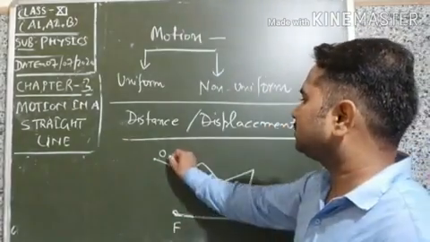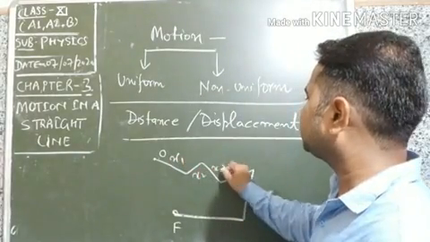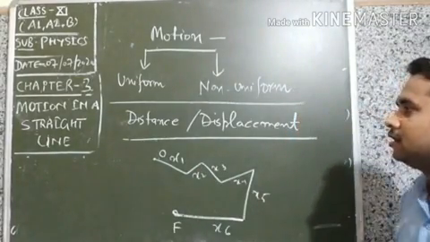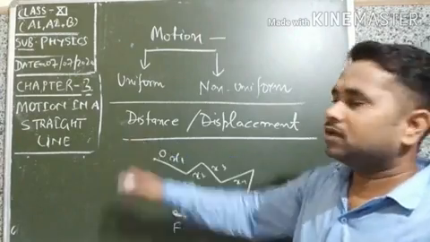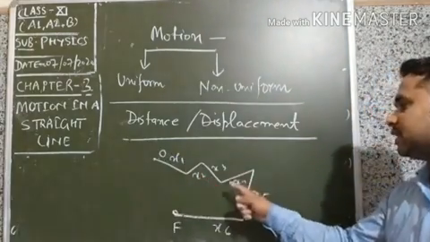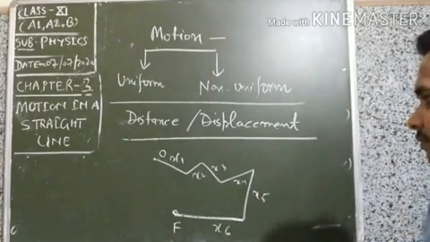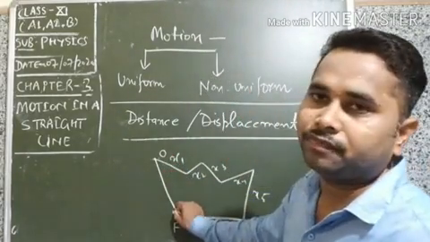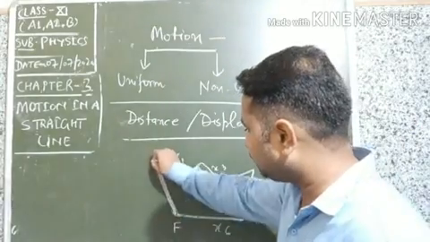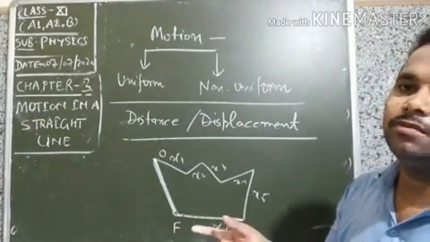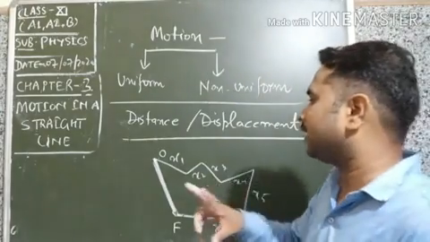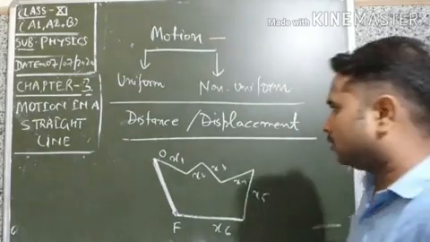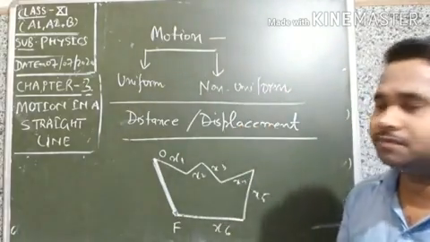So distance means, suppose this is x1 distance, x2, x3, x4, x5, x6. For determining the distance, we have to add x1 plus x2 plus x3 plus x4 plus x5 plus x6. But for displacement, we have to measure this distance only, the initial to final position separation. The separation between initial and final by the straight line is called displacement. And displacement is a vector quantity, its SI unit is also meter.